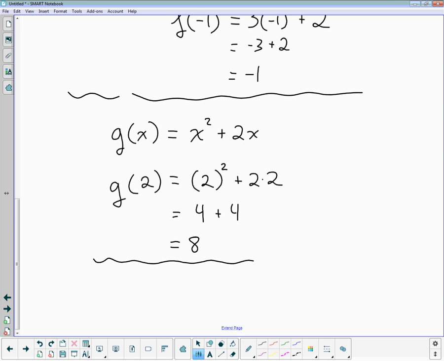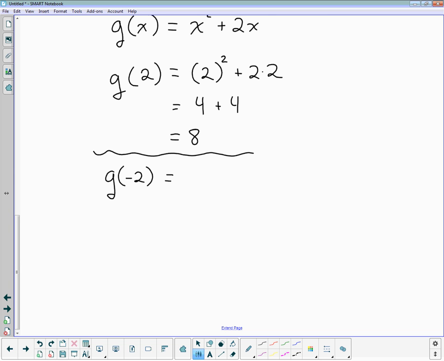What about if I plugged in g of -2? Now notice what I was doing there. I was wrapping things in parentheses. And that's going to be really useful sometimes, okay? How would I go about doing this one?